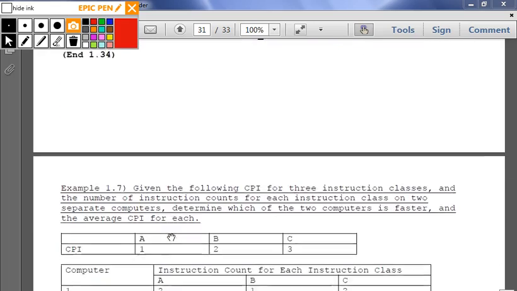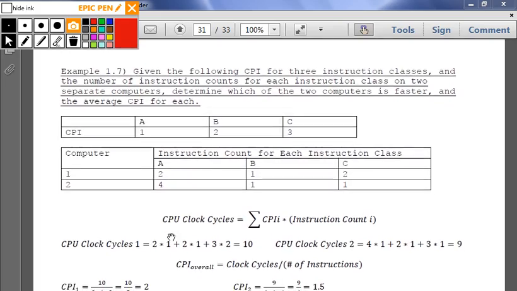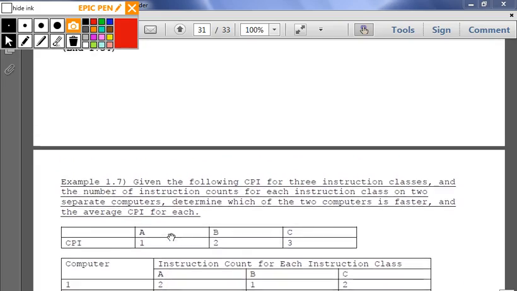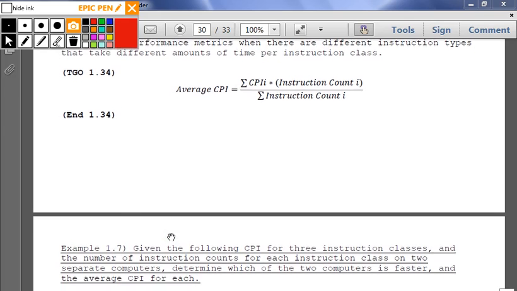So example question 1.7 is an example of how we would actually figure out average CPI. Can you go back up through just a second? Yeah, sure. The equation? Yes, sir. There you go.